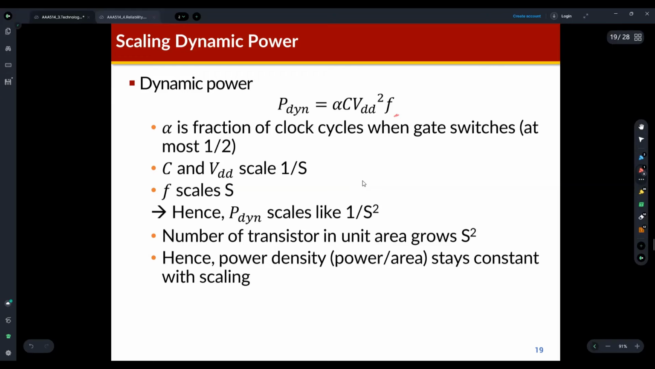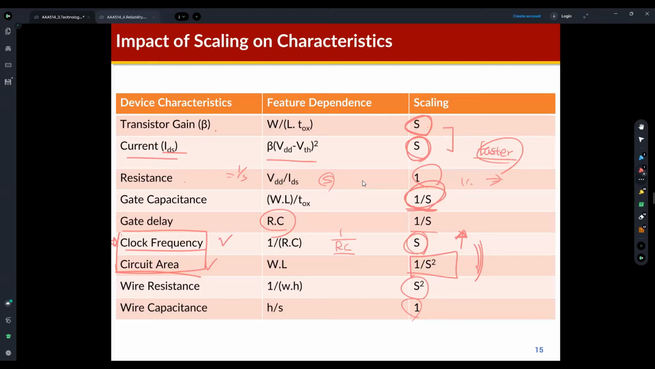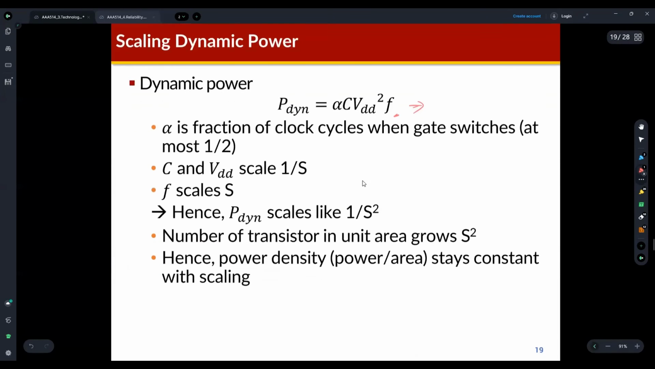And then with the scaling factor S, you can see some influences from the CMOS scaling. As I explained, the C becomes 1 over S because the size is reduced. And then VDD also scales 1 over S, and F scales S. So actually, we can use this table for the clock frequency and some scaling factors. So P dynamic becomes 1 over S square.